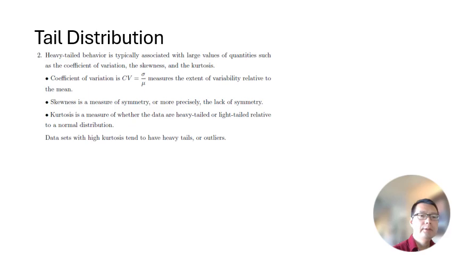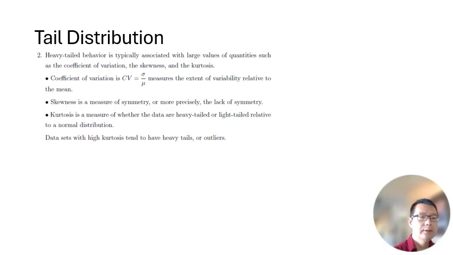Heavy tail behavior is typically associated with large values of quantities such as the coefficient of variation, the skewness, and the kurtosis. Coefficient of variation, CV, equals omega over mu, and measures the extent of variability relative to the mean. Skewness is a measure of symmetry, or more precisely the lack of symmetry. Kurtosis is a measure of whether the data are heavy-tailed or light-tailed relative to a normal distribution. You probably remember this concept from previous lessons.